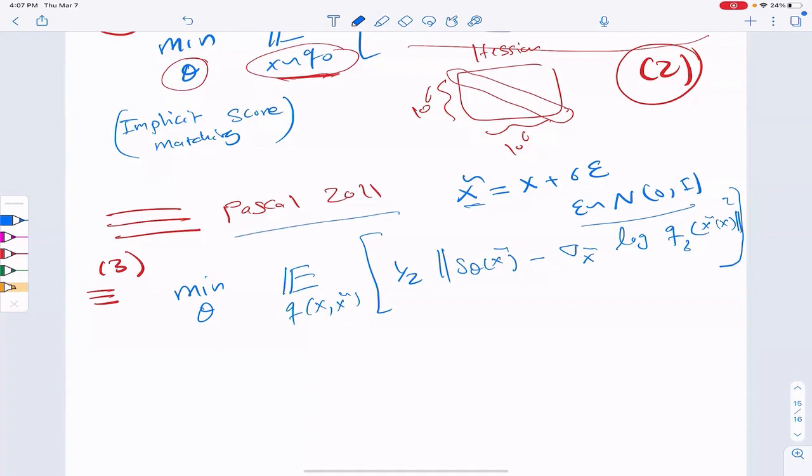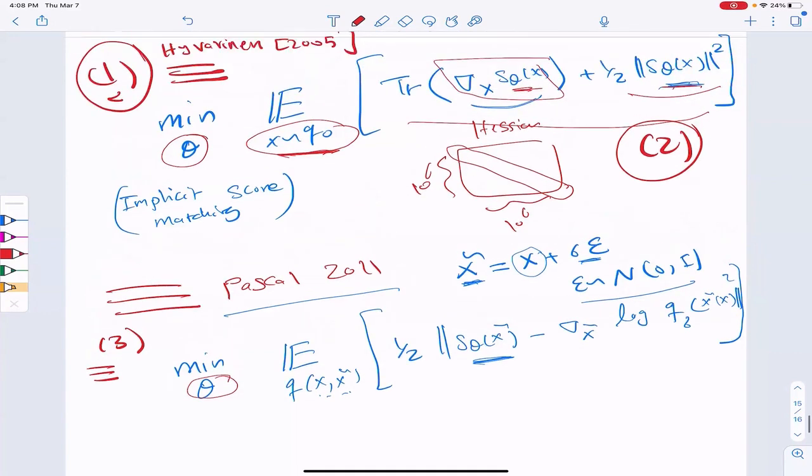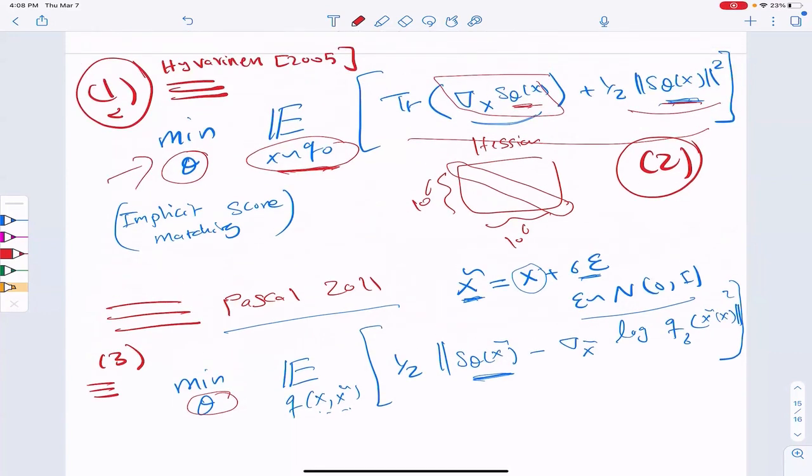So this paper shows I'm just going to add a little bit of Gaussian noise to my input. That's my x tilde. Then for each pair, x and x tilde, I'm going to compute this quantity, s theta of x tilde minus the score of the conditional distribution, x tilde given x. And if I solve this, I find theta, it is the same theta as if I solve optimization 2, and it is the same theta if I solve optimization 1.